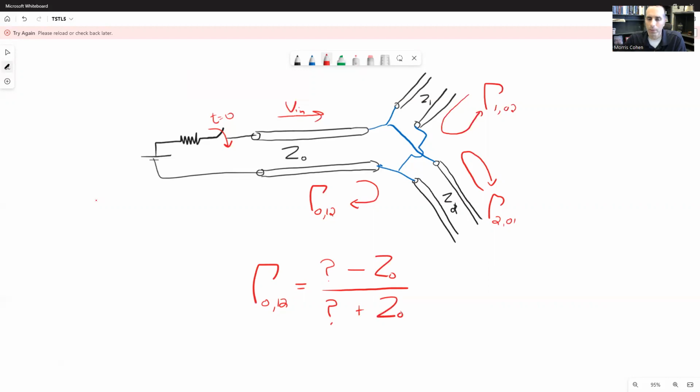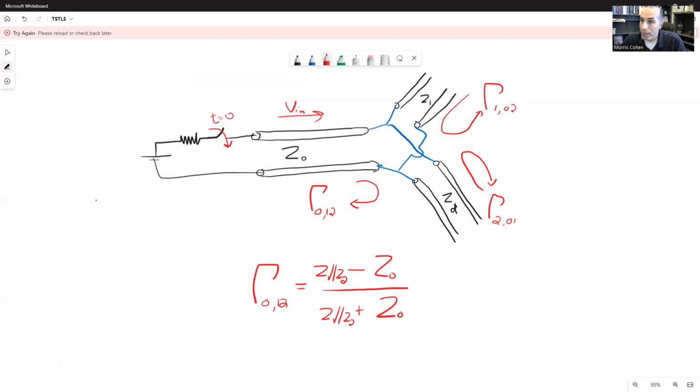Right, the question is, what are we going to put here where this question mark is? Since these fan out lines are connected in parallel, the load is basically the parallel combination of Z1 and Z2. So I'm going to write in Z1 parallel Z2, because that's effectively the load resistance that the wave sees when it reaches that junction.